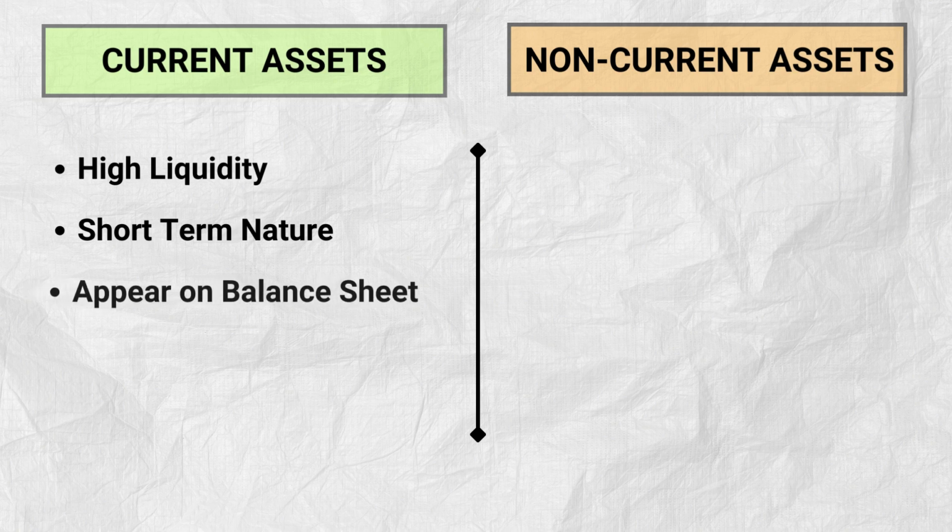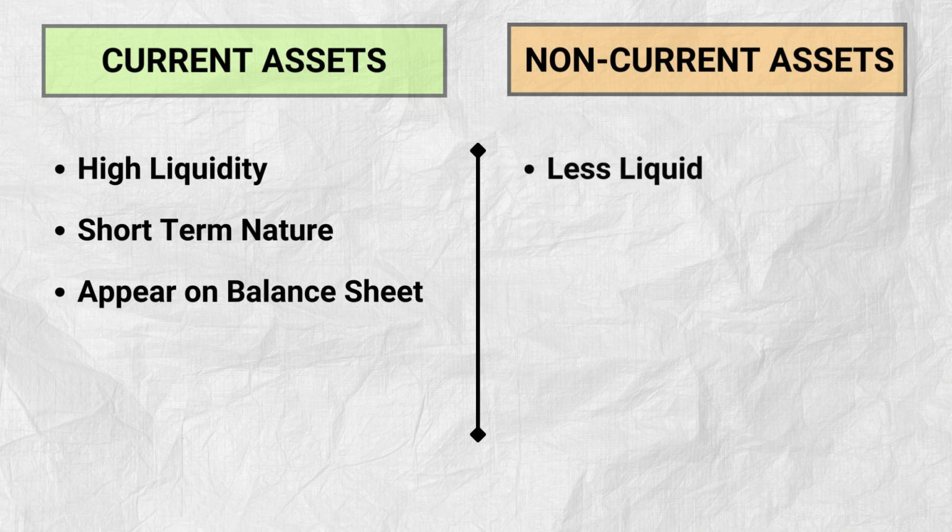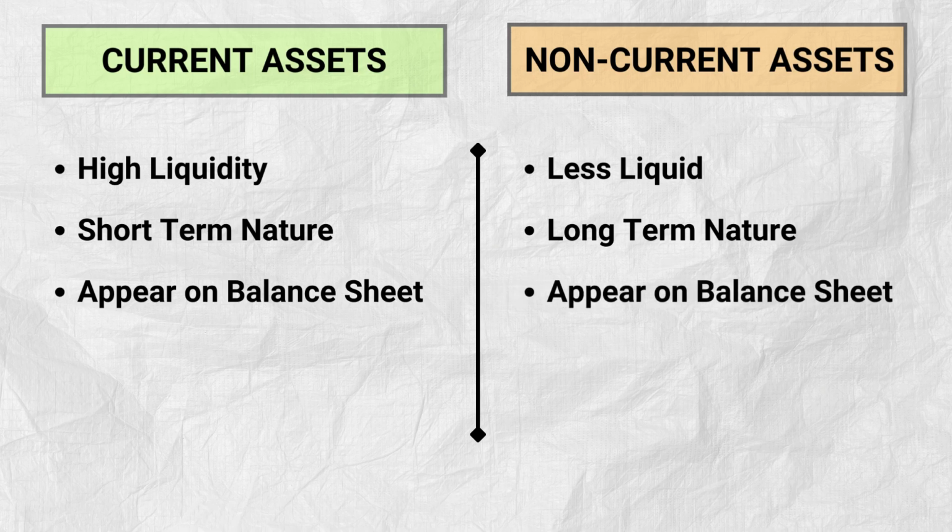Current assets appear on the balance sheet and are typically listed in order of liquidity, with the most liquid assets placed first. Non-current assets are less liquid compared to current assets and may take longer period of time to convert into cash. These assets are expected to provide economic benefits to the business beyond the current fiscal year. Non-current assets also appear on the balance sheet.